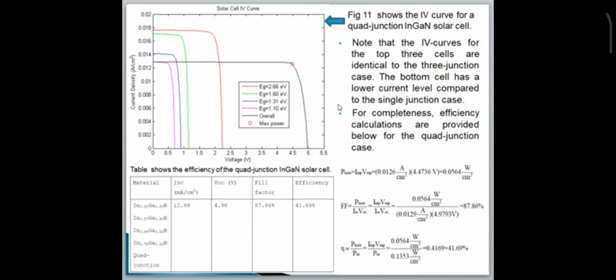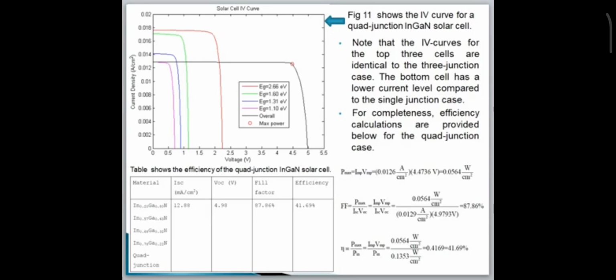For completeness, the efficiency calculation of the quad junction solar cell is provided below. We can find the value of the maximum voltage and maximum current from this maximum power point. This is VMP. It has an approximate value of 4.4736 volt and the current has a value of 0.0126 ampere per centimeter square. By putting in the values of IMP and VMP, we will find the value of maximum power.